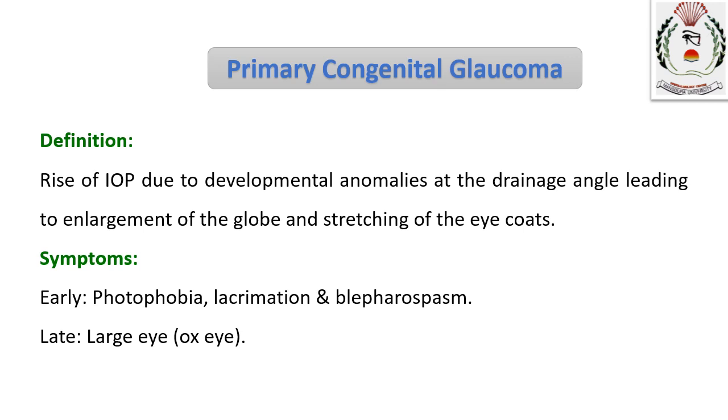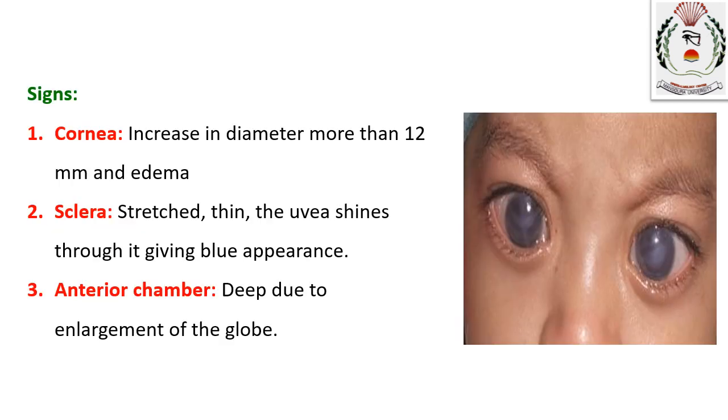This baby can be presented early with photophobia, lacrimation, blepharospasm, which are the earliest symptoms in these babies. If late presentation, it will end with large eye and buphthalmos. When we examine the baby, we can see here buphthalmos, which means increase in the diameter of the cornea more than 12 millimeter, and we can see corneal edema.